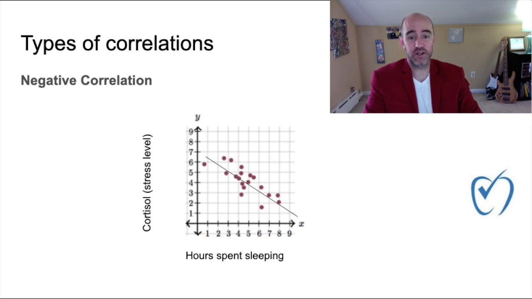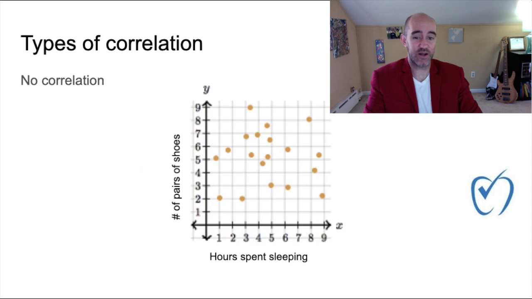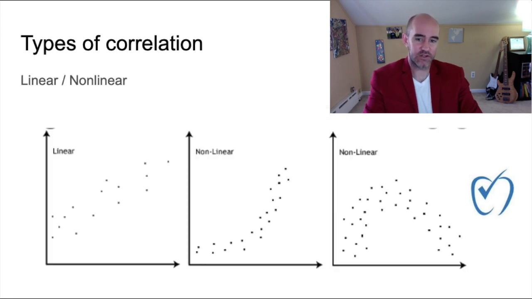Sometimes we have no correlation. Like this, you can't really draw a line and say, well, as one goes up, the other goes up. As one goes up, the other goes down. We don't know. There's no correlation here between hours spent sleeping and the number of pairs of shoes that you own. No relation. We also have linear or nonlinear correlations. So we can describe these in terms of, could it be fit by a line or would it be better fit by a curve? You'll see the first example here is best fit by a line. The second and third are best fit by curves.